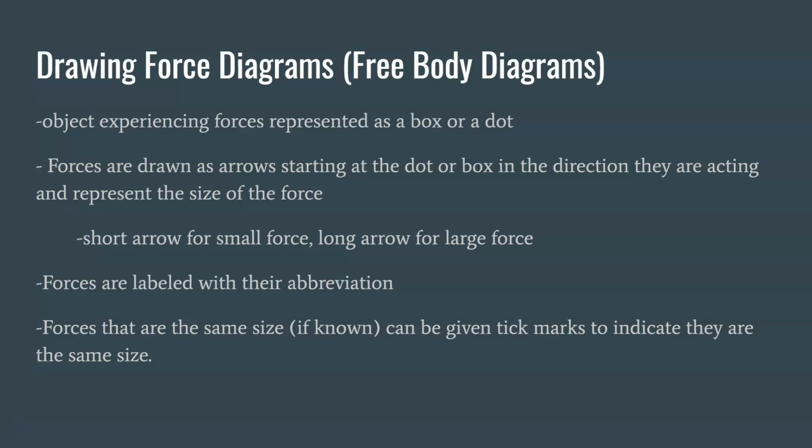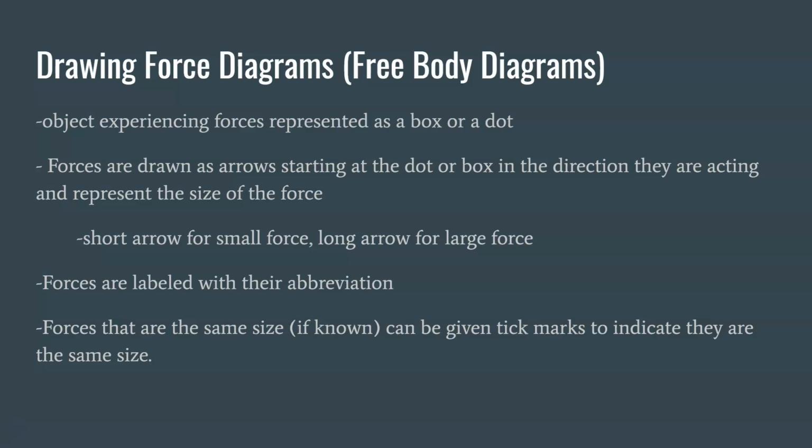And so what we can do to make our next couple of steps easier is draw a free body diagram or a force diagram. Simply, we're taking the object, we're going to represent it very simply as a box or a dot. And then we're going to draw all of the forces that are acting on it. We're going to use arrows because remember, force is a vector. It's got a direction and it has a size. And so that arrow can represent how big of a force we're seeing act on an object. So short arrow would be a small force, long arrow for a large force.